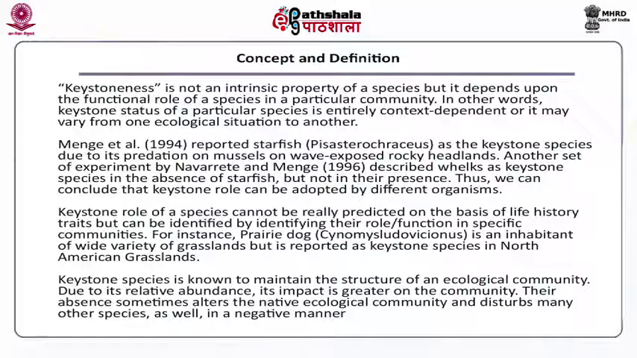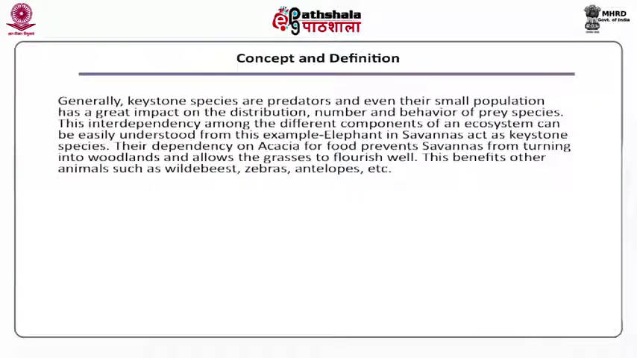Due to its relative abundance, its impact is greater on the community. Their absence sometimes alters the native ecological community and disturbs many other species in a negative manner. Generally, keystone species are predators, and even their small population has a great impact on the distribution, number and behavior of prey species. This interdependency among the different components of an ecosystem can be easily understood by these examples.